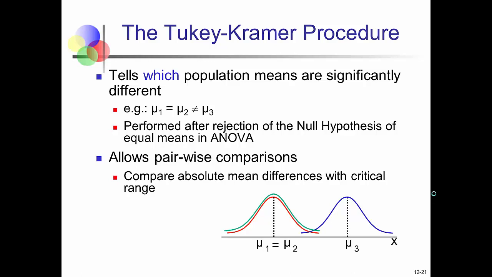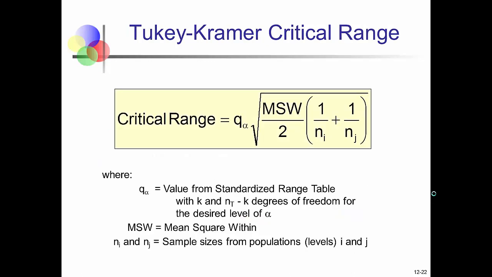What we'll actually do is calculate the difference between those means in absolute value and compare it to something called the critical range. The critical range is calculated like this. Q sub alpha. Q sub alpha is a value from the standardized range table in the back of the book. We would use K and NT minus K degrees of freedom. Then we're going to multiply that by the square root of the mean squares within divided by 2 times the inverse of the sample sizes for the two things we're trying to compare.